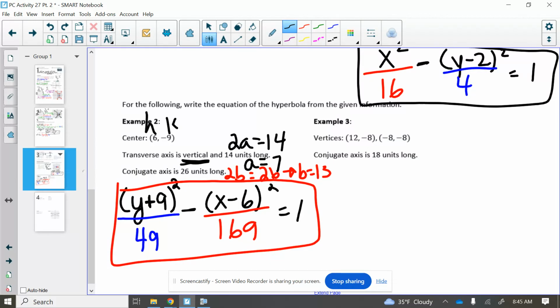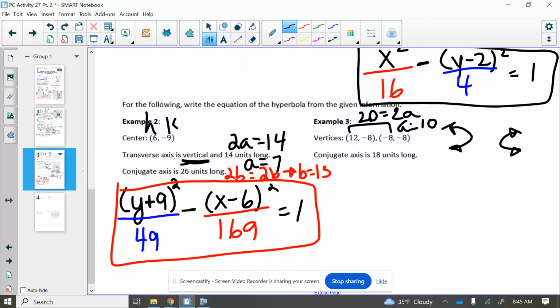Next example, they are showing us that there is movement between our vertices with the x values. So what that's basically saying is that your vertices are going to be to the right and the left of each other, aka this is opening sideways. And that between 12 and negative 8, there's a total of 20 units of measure. That means that 2a is 20. Our a value then would just be 10.